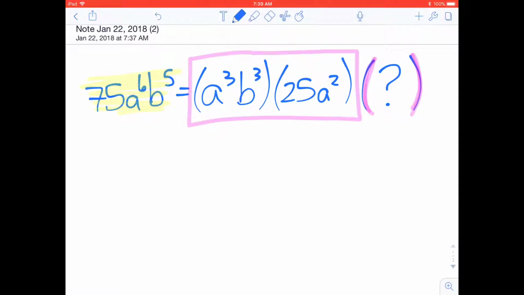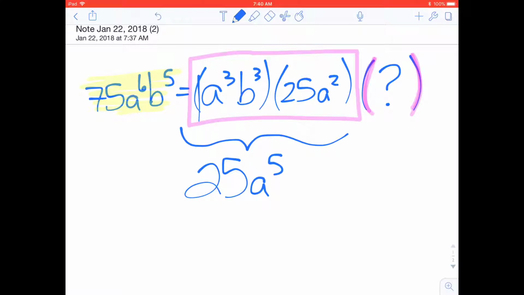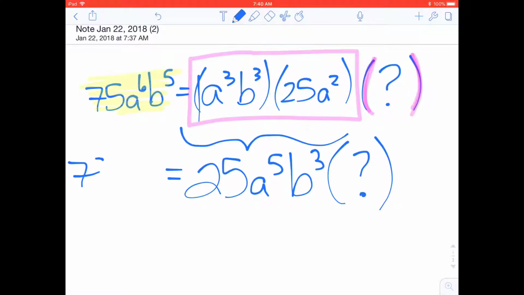Well, the first thing that we're going to do is we're going to multiply these two guys first here. So start with your big numbers here. 1 times 25 is 25. And then remember, whenever we're multiplying with exponents, we add the little numbers or the little exponents together. A to the third times a to the second, that would give me a to the fifth. And b to the third times no other b's would be b to the third. Then we will write down our missing part. And this is the answer. This is our result that we want. A to the sixth, b to the fifth.